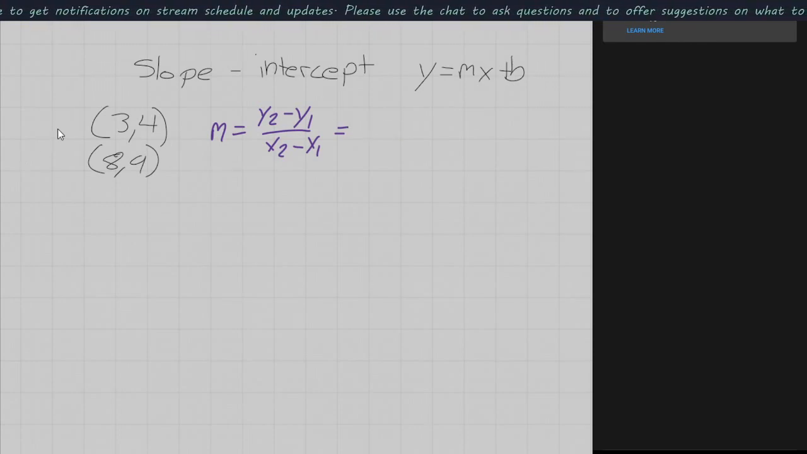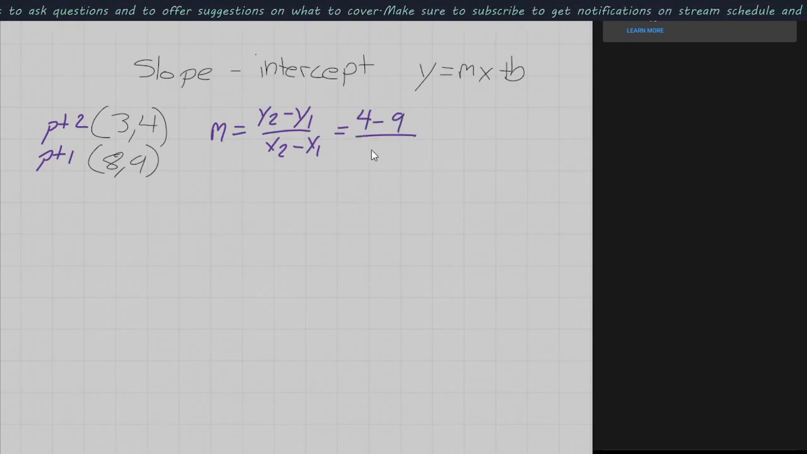Alright, so I'm going to make this point 1. Actually, you know what? I'm going to make this point 2 this time. That way I can show you that it doesn't matter which order you put this in. So my y value for point 1 is going to be 9 this time, and my point 2 value is going to be 4, so this is going to be 4 minus 9. And my second point's x value was 3, and my x value for my first point is 8.